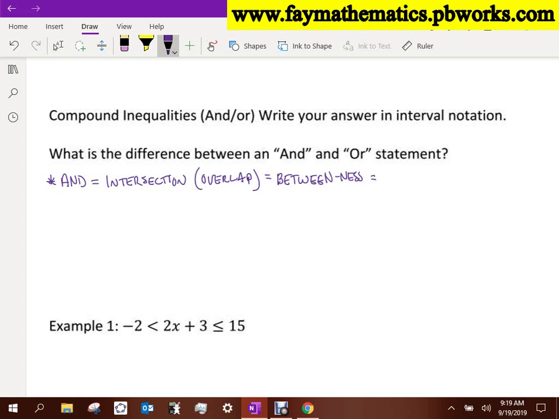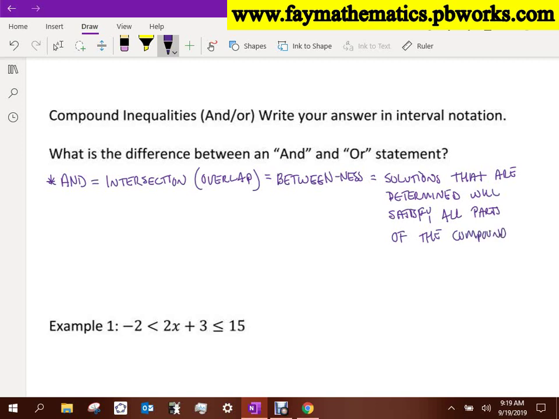And what this means logically, guys, is that solutions that are determined will satisfy all parts of the compound inequality. All solutions will satisfy all parts of the compound inequality. And there's going to be only two parts of a compound inequality, so we're going to satisfy both conditions that are established in the compound inequality. So in example 1 there, that's going to be an and statement. What we find out is that x will satisfy two ideas inside that example.